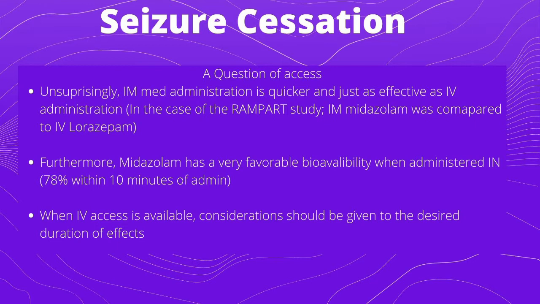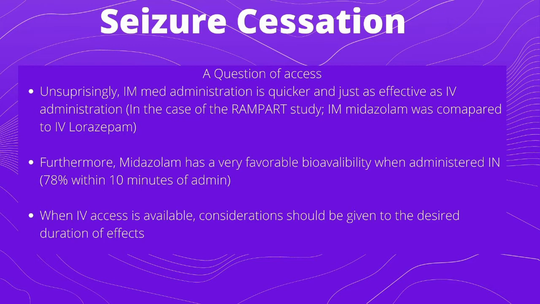In the case of an actively seizing patient with no IV access, non-IV administration, whether that's intramuscular or intranasal administration of benzos, is generally going to be more pragmatic than IV administration. Though IV administration will have a faster onset of action, it's going to be markedly more difficult to establish if tried on an actively seizing patient.